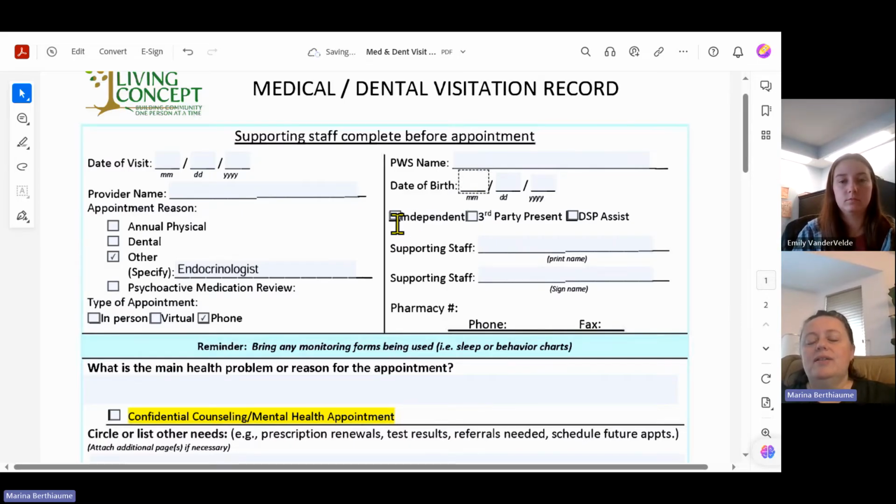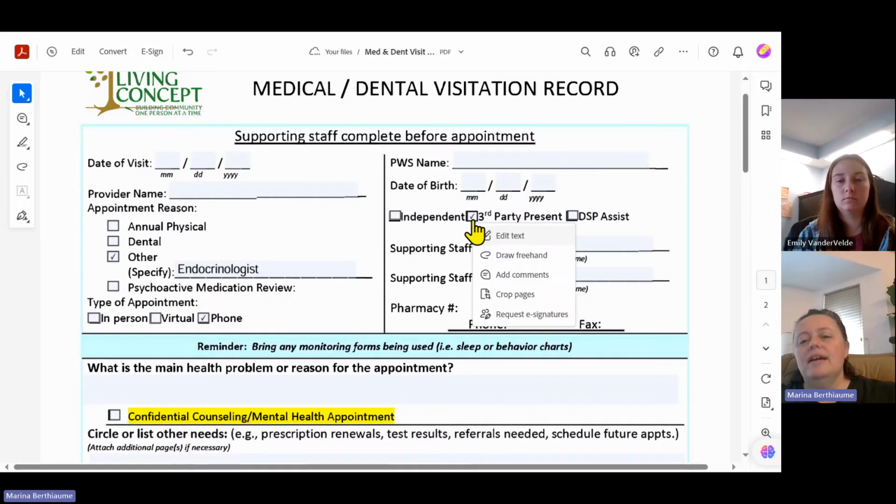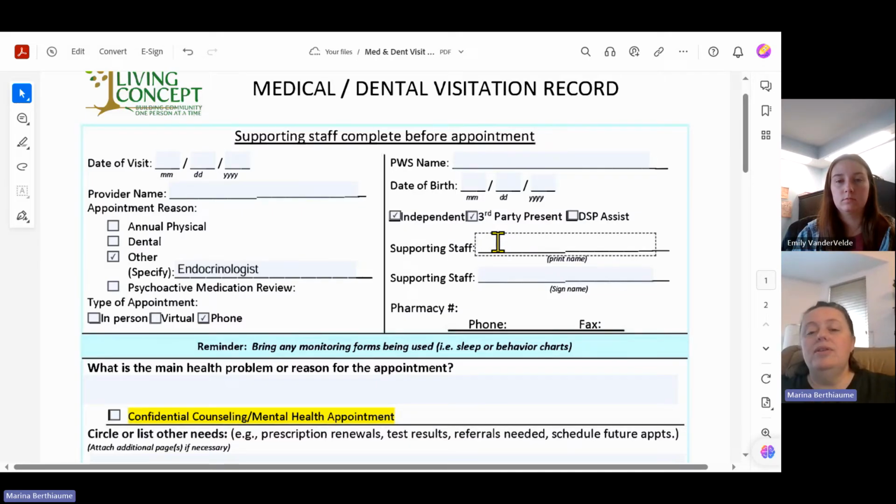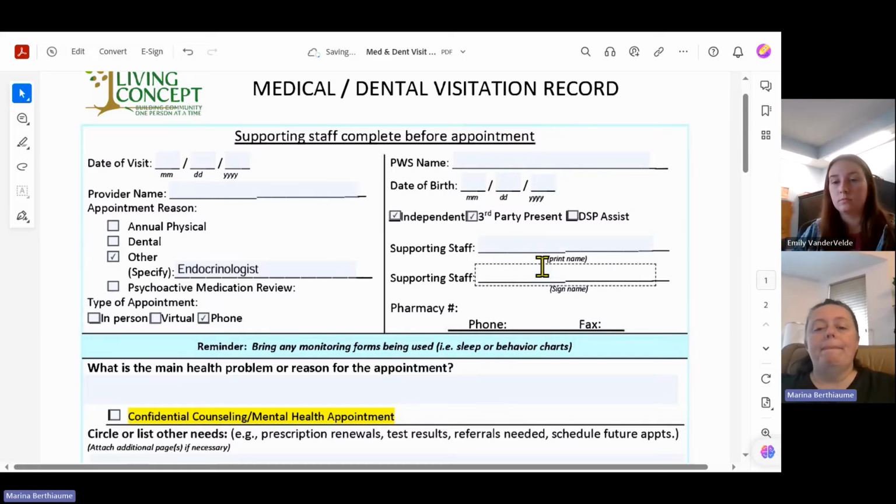And then you're going to select whether the appointment was attended independently. That means the person we support went in by themselves. Or if a third party was present, that's usually a family member that joins us. We're going to click on that. And if you yourself are also in the appointment, then you're going to click the DSP assist. And you, as the supporting staff, even if you don't go in, let's say the person goes in with their family member, you are the one that brought them to the appointment. So you are going to print your name here, and then sign your name.